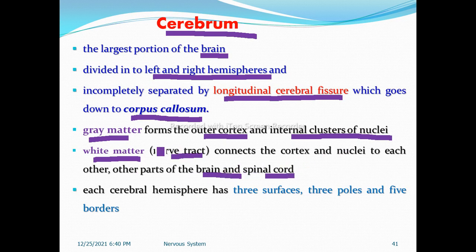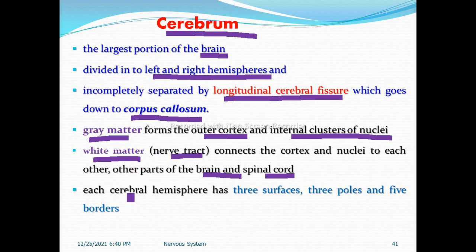So these are two important sections. In general, the outer part is gray matter and the inner part is white matter. This is reversed for the spinal cord: the inner is gray matter and the outer is white matter.